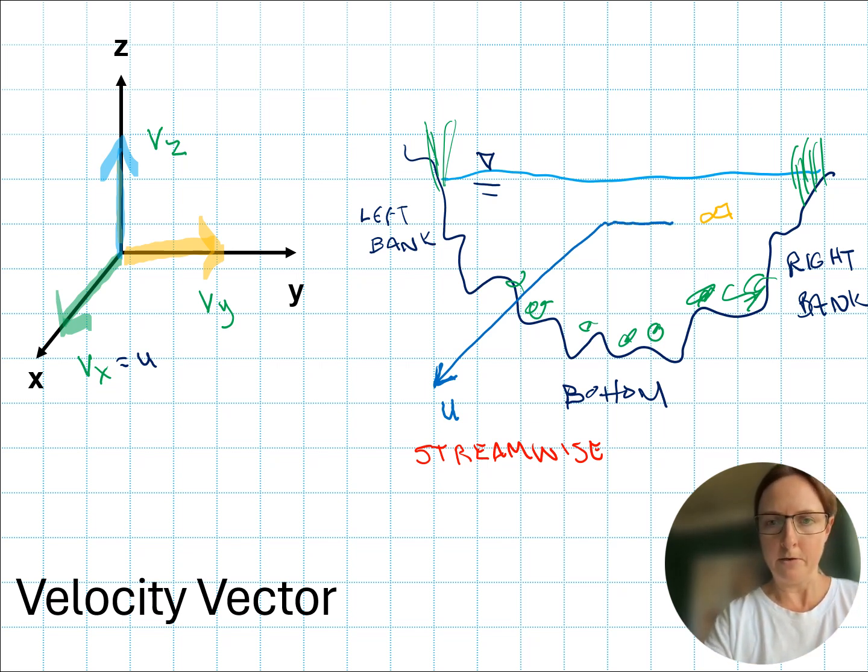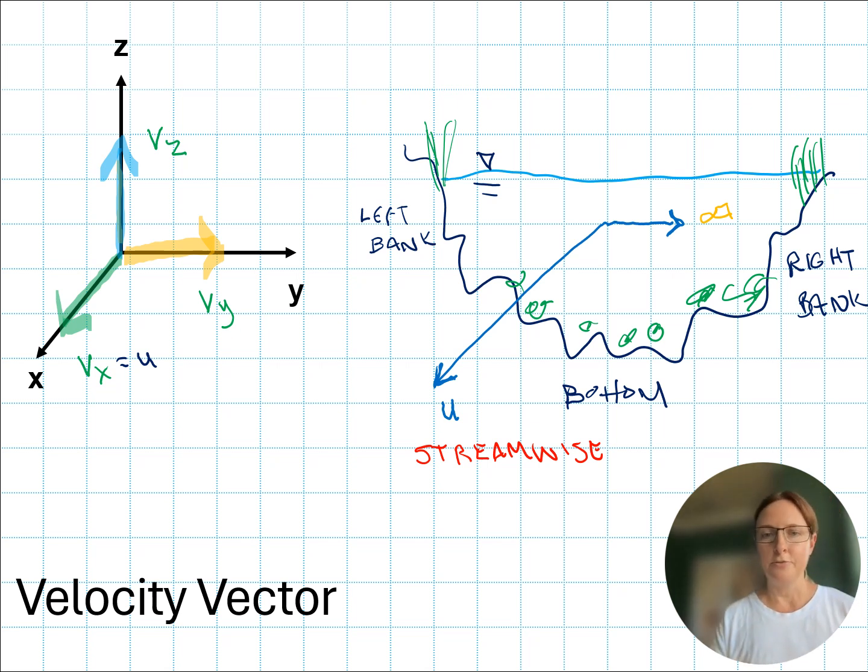So let's start with the alternative horizontal component. That is going to be going in this direction. So instead of going from upstream to downstream, it's going from the center of the channel towards the right bank, or from the left bank to the right bank. So it's going in that alternative horizontal direction that we have defined on our coordinate axes as the y component of velocity, v sub y.